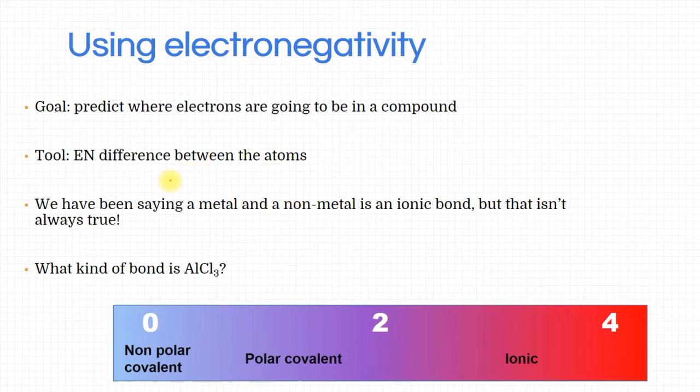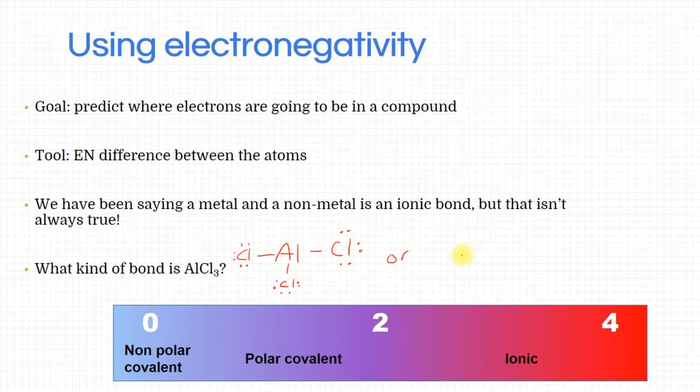Whenever I need to know whether electrons are shared equally or not, I'm going to use electronegativity. So in this case, if I do a Lewis structure where I have aluminum and chlorine, I could do one like this, where I have the chlorine singly bonded to the aluminum. That's a possible structure you might come up with. Okay, so that's what it would look like.